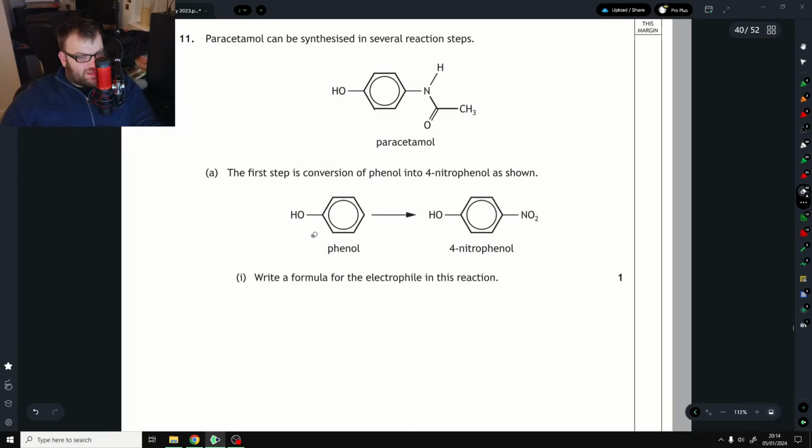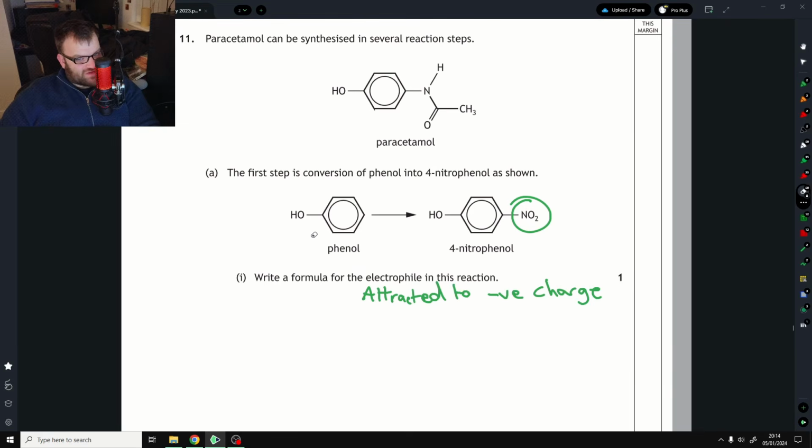This question we need to see, well, what's changed from left to right? Well, we've added now an NO2, we've substituted that in. Electrophile means it's going to be attracted to a negative charge, that's going to be positive. So NO2 positive would work as the electrophile in this question.